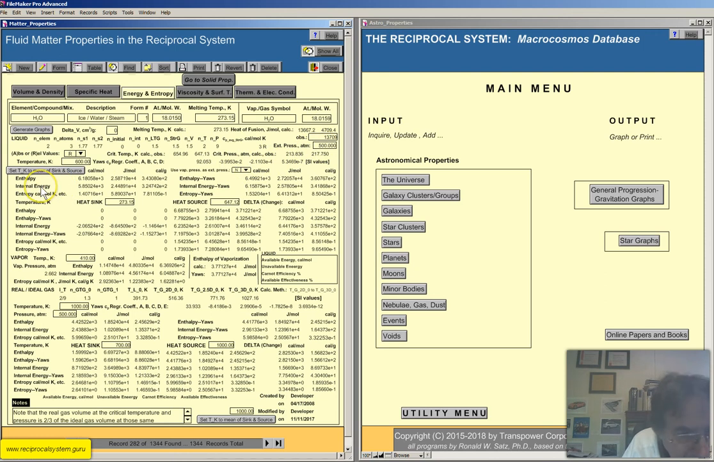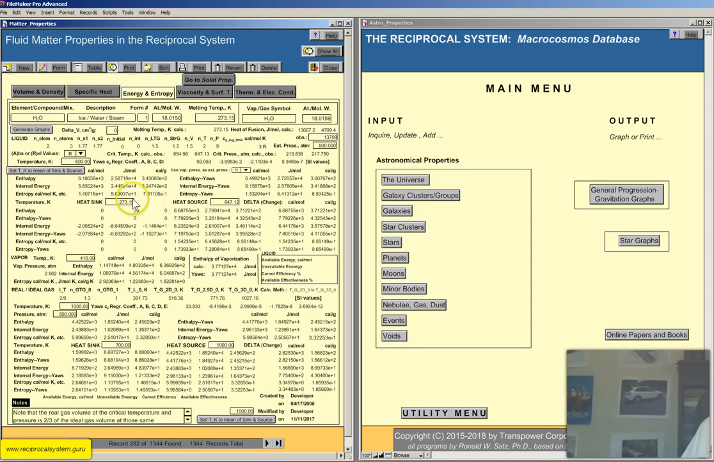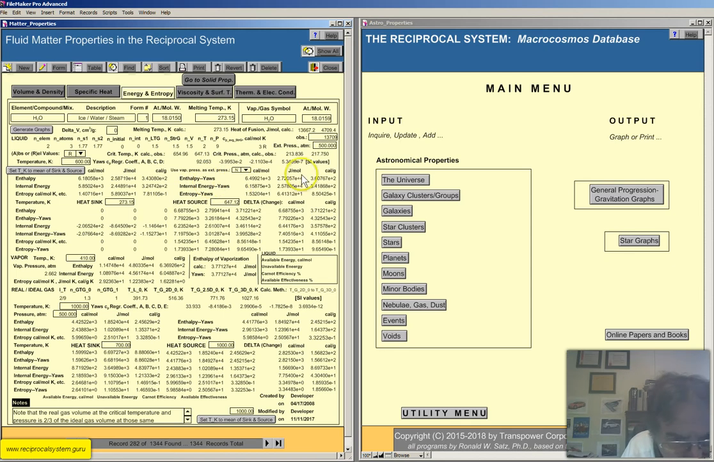Alright, so now we calculate enthalpy, internal energy, entropy, cal per mole K, temperature. Well, this is another section here. It's heat sink, heat source, and the delta. But let me just go through these. So enthalpy in cal per mole, joule per mole, cal per gram, and then enthalpy from Yaws. So you can see, you can compare the different values here. Internal energy, cal per mole, joule per mole, cal per gram, and then again from Yaws.